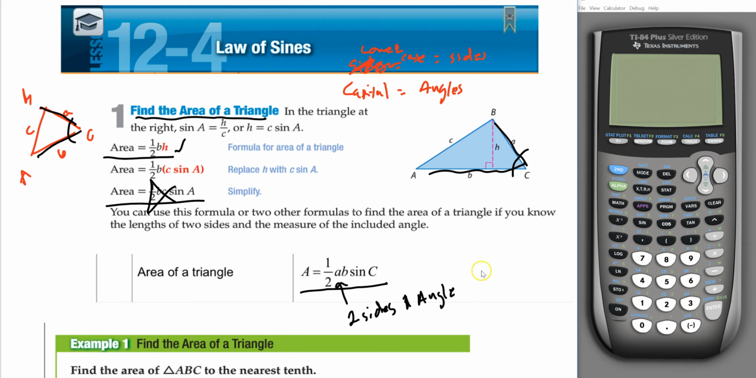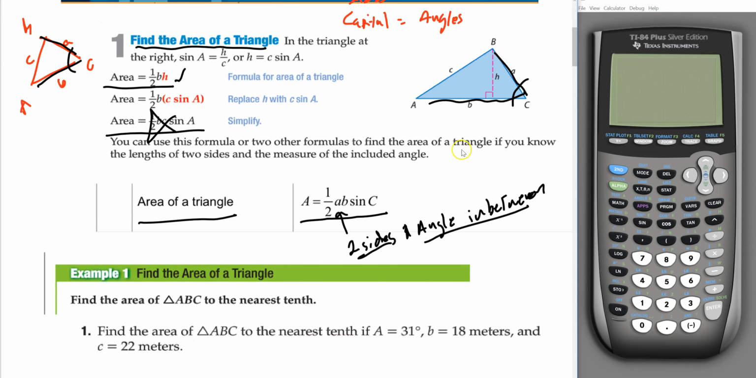That's all that matters. The letters don't mean a thing. That could be sine of A or sine of B. It doesn't matter. It's 2 sides and the angle between. That's the thing that matters. So it's 1/2, 2 sides, and sine of the angle between. That's the area of a triangle now. That's a new one. This one still works if you have a height, but if you don't have a height, this one always works. So 1/2 ab times sine of C, or 2 sides and the angle between.